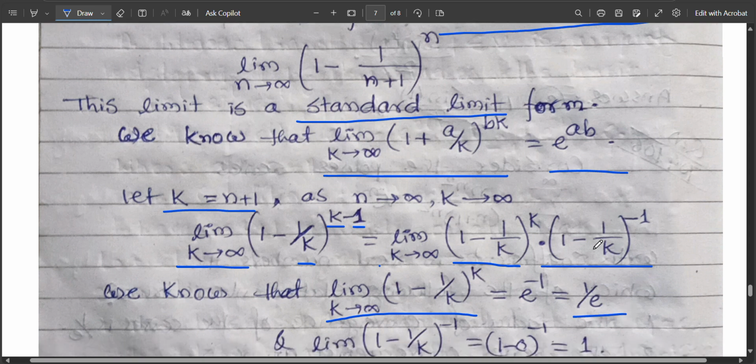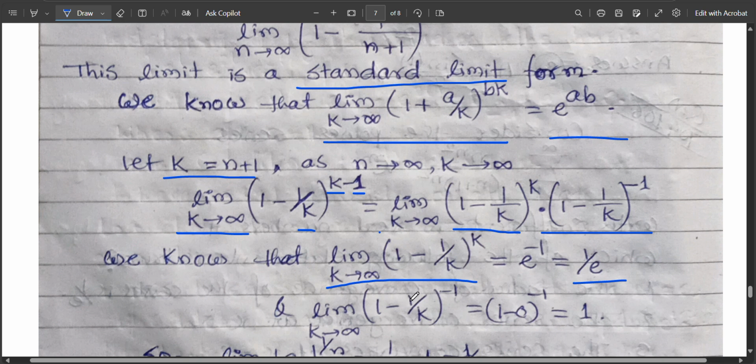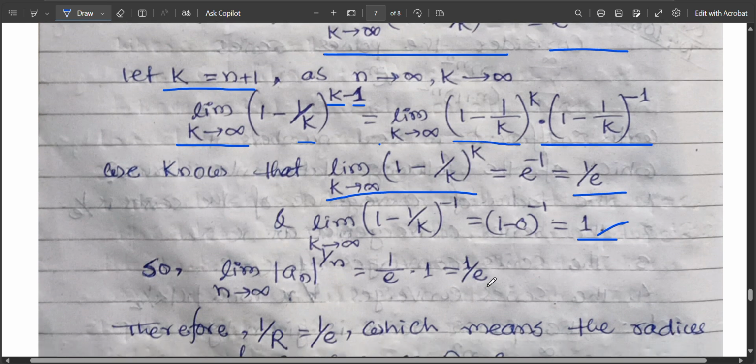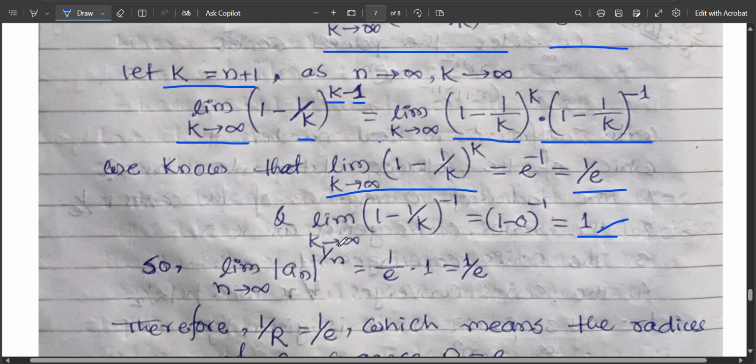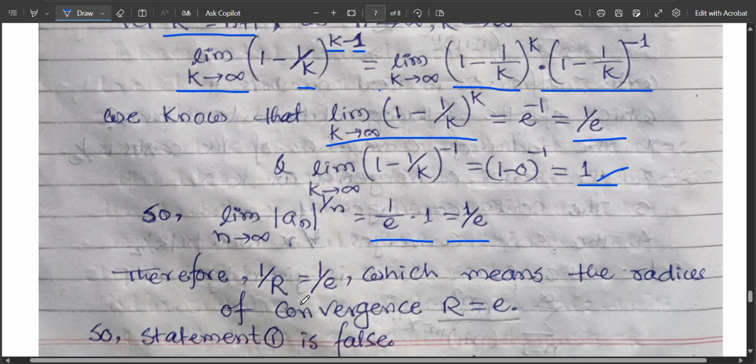Now we will calculate for the second one: limit k tends to infinity of (1 minus 1 by k) to the power minus 1. If you put k tends to infinity directly, 1 by infinity is 0, so it is (1 minus 0) to the power minus 1, which is 1 by 1, that is 1. So the first term gives 1 by e, and this one is 1. Now the limit as n tends to infinity of a n to the power 1 by n is 1 by e into 1, that is 1 by e. Therefore 1 by r is 1 by e, which means the radius of convergence r is nothing but e.